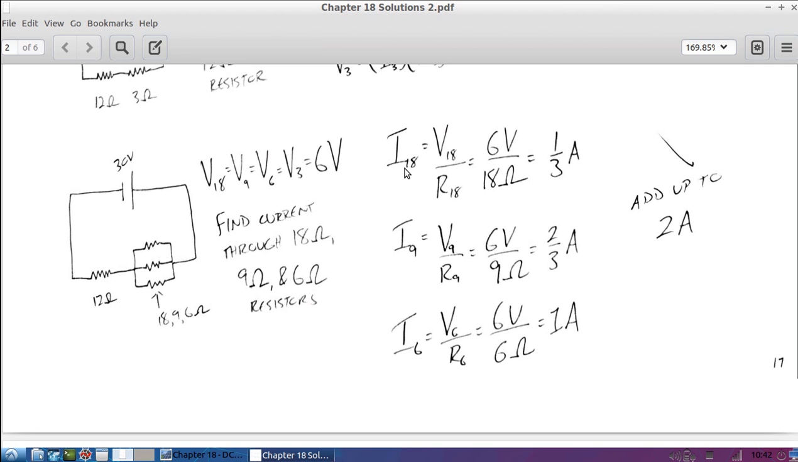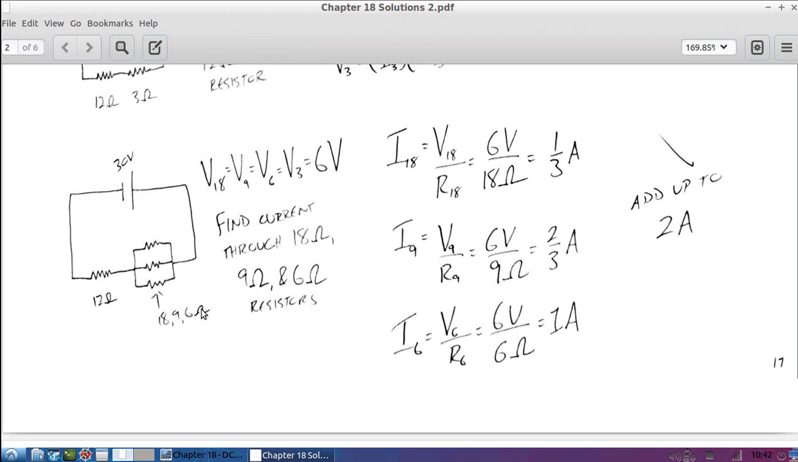So I'm using Ohm's law, I equals V over R, for each individual resistor. So the voltage drop across the 18 ohm resistor is 6 volts. Its resistance is 18 ohms. I get 1/3 of an amp, which is less than 2, so that's good. I should never get anything more than 2. So the current through the 9 ohm resistor is the voltage, again 6 volts because it's in parallel, divided by its resistance, 9 ohms, and I get 2/3 of an amp.